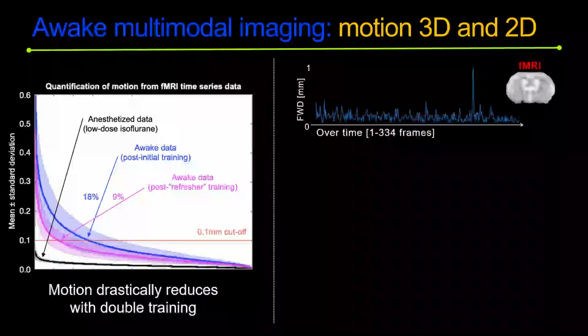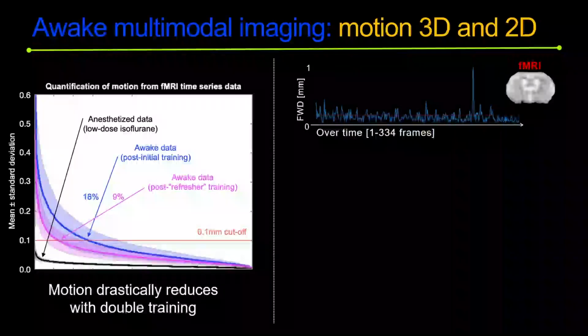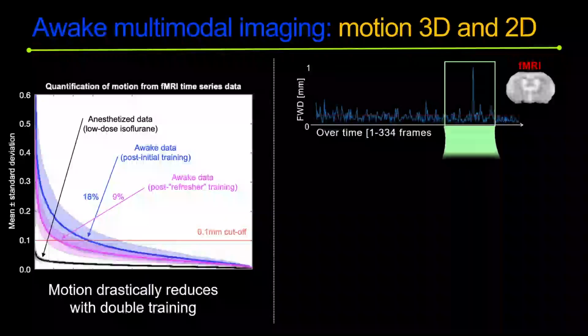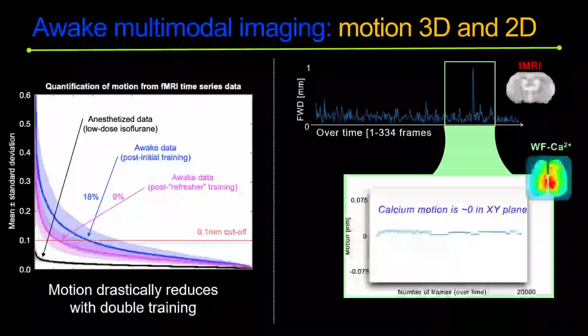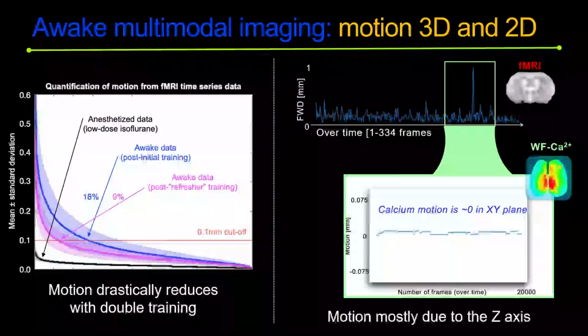An interesting thing that we noticed is that I told you that this is the fMRI side of the story. So if we look at one specific run for one mouse, I chose this one because it has a very high peak in motion from the fMRI side. If we look at that specific peak in the calcium data, we see almost zero motion because the scale of the motion is basically null. So what we can assume and kind of conclude here is that motion in the fMRI is predominantly due to the z-axis, and we think it might be because of the jaw of the mouse moving.